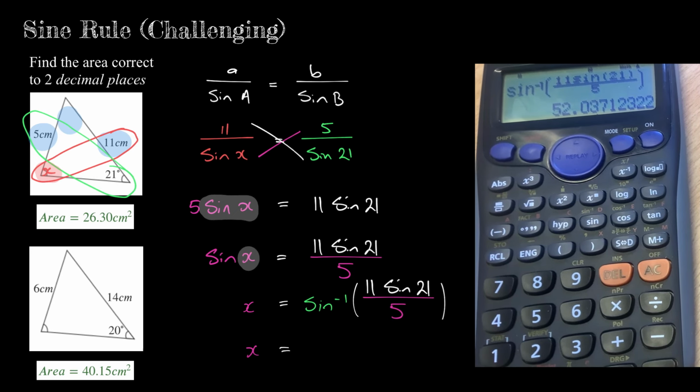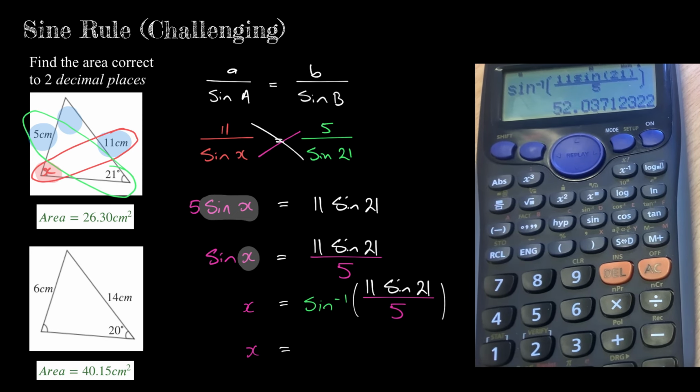So your answer there is 52.0371. If we're going to round that to the nearest decimal place, the answer would be 52 degrees. Okay, so 52 degrees.